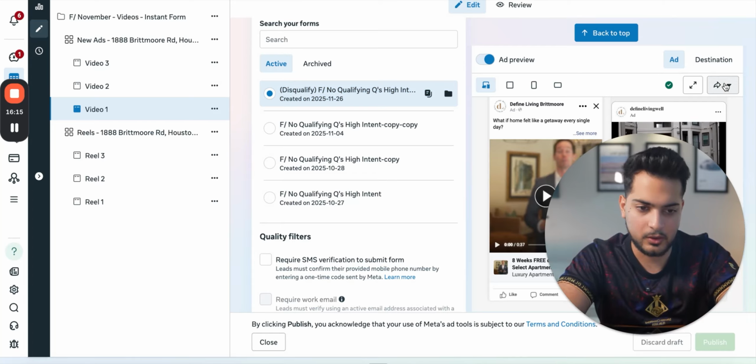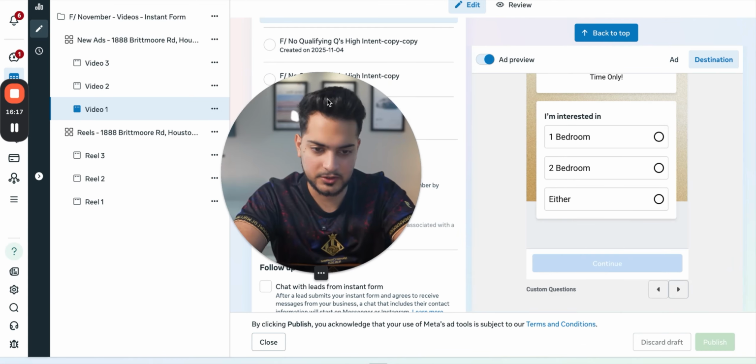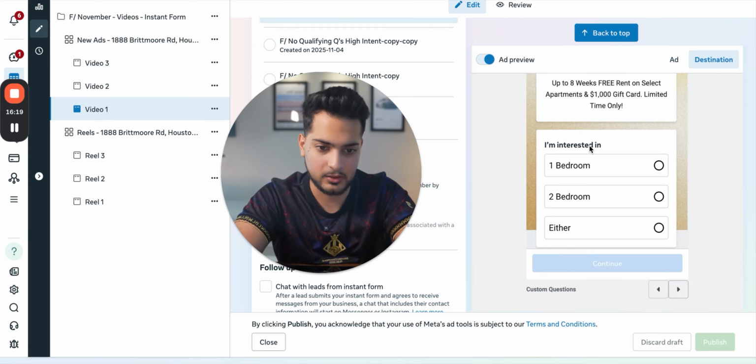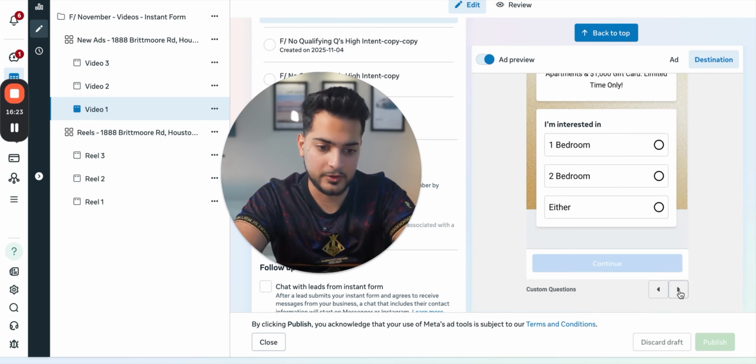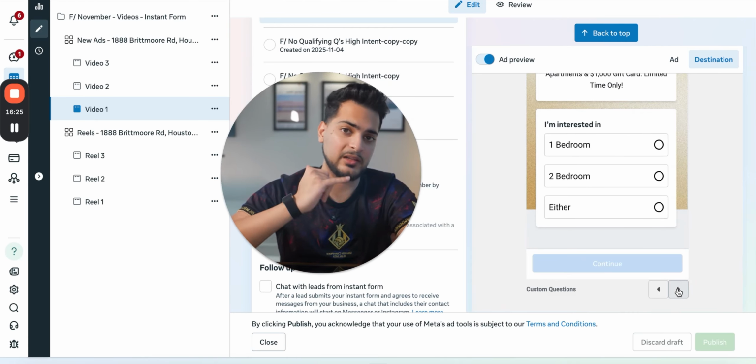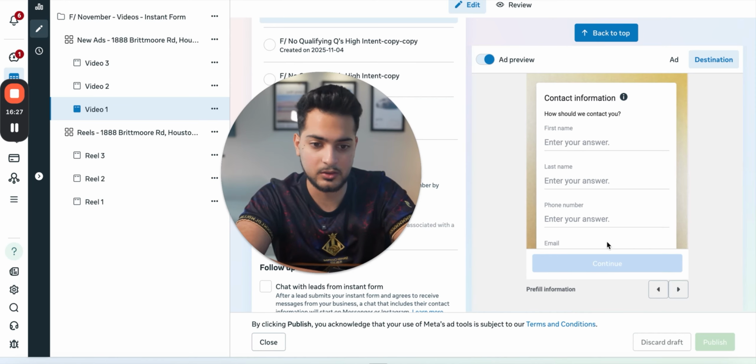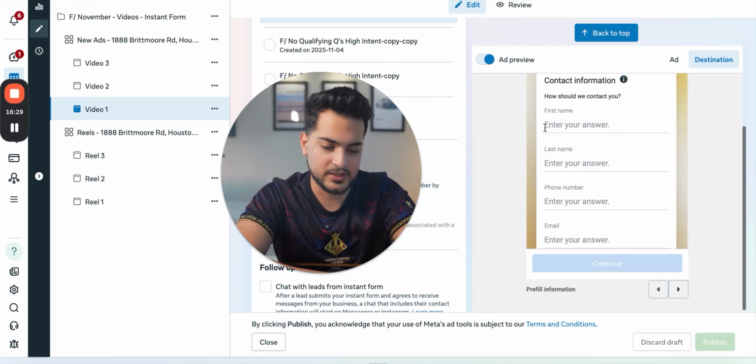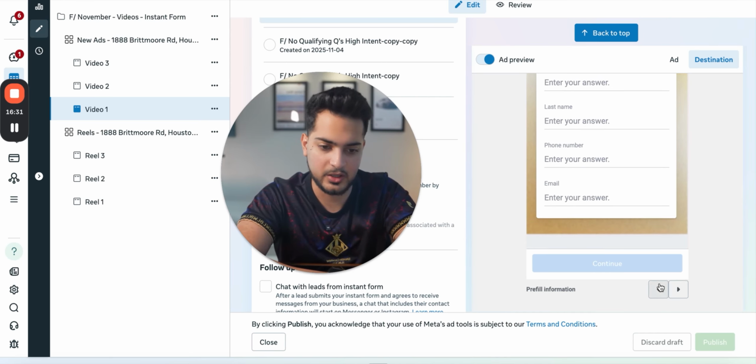And then, of course, on the qualification form as well, because this is where they will be filling out the form, we just need to ask them what they are interested in, so the person who's going to be dialing them has enough information on what they're looking for. And then from there, we're just asking their first name, last name, phone number, and email.